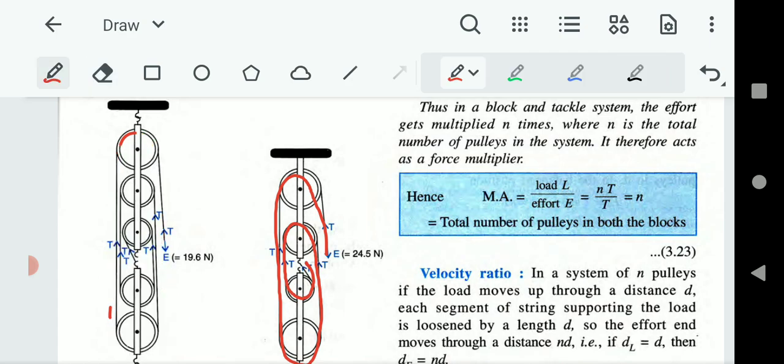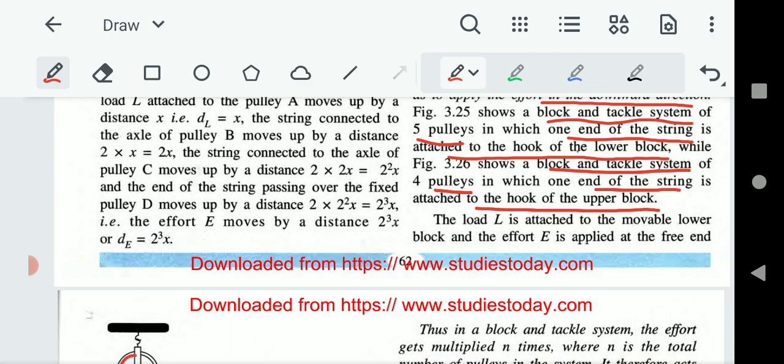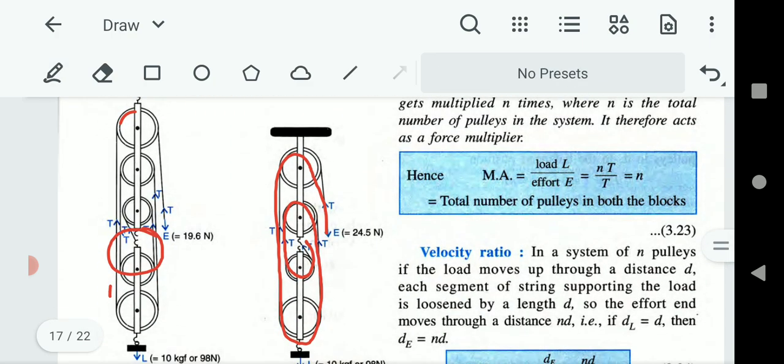One end of the string is attached to the lower block. And 3.26 shows a block and tackle system of 4 pulleys in which one end of the string is attached to the hook of the upper block, that we have discussed.